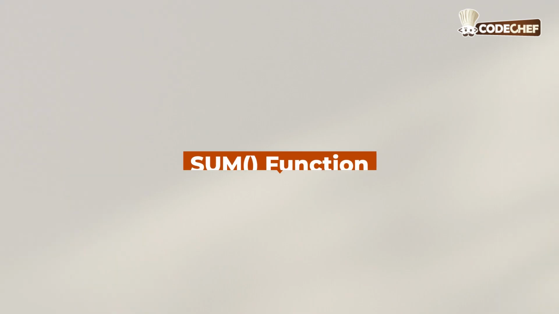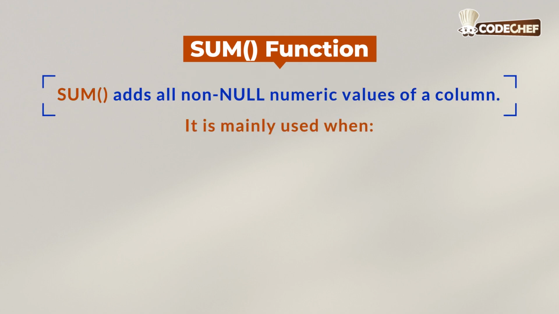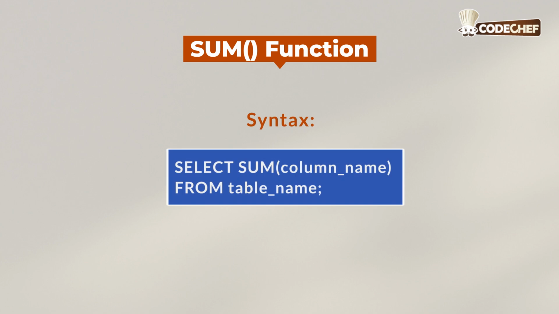Let's start with the sum function. Sum adds all non-null numeric values of a column. It is mainly used when calculating total revenue, total marks, total salary, total quantity sold, and so on. Whenever we need a total of something, we use the sum function. Its syntax is select sum, then inside brackets the column name for which we need the sum of values, then from, table name, and semicolon.